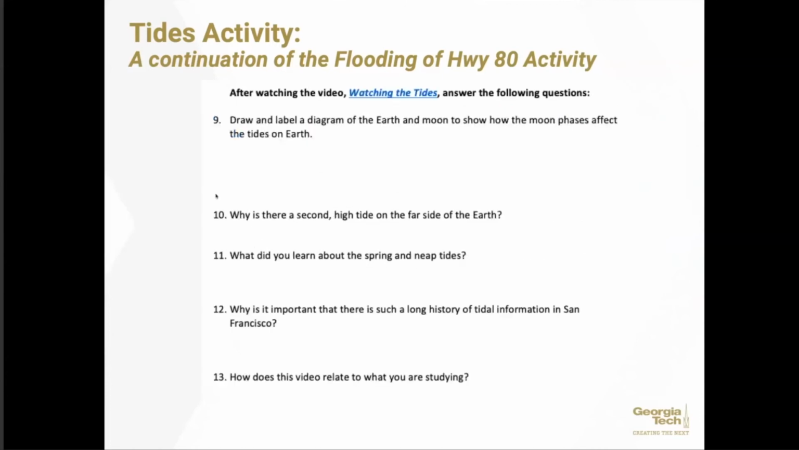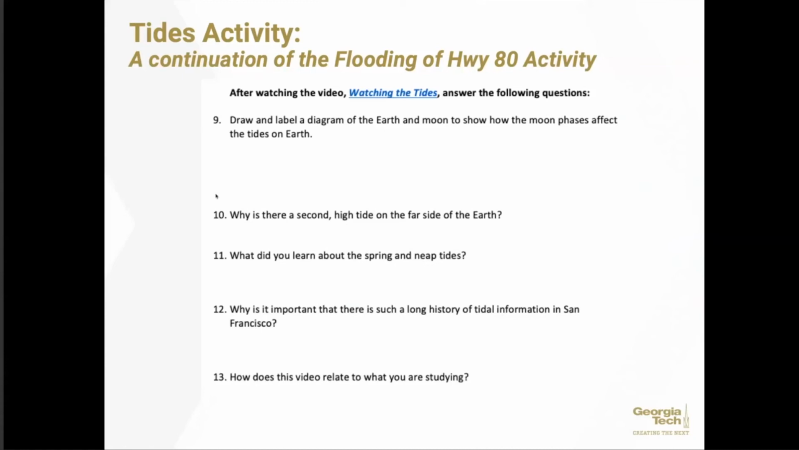After finishing that activity, students then watch a 6-minute video that we've included called Watching the Tides, and they answer some follow-up questions. The video explains more of the content, including how tides work, and takes students on a visit to the oldest continually operating tidal gauge in the Western Hemisphere.